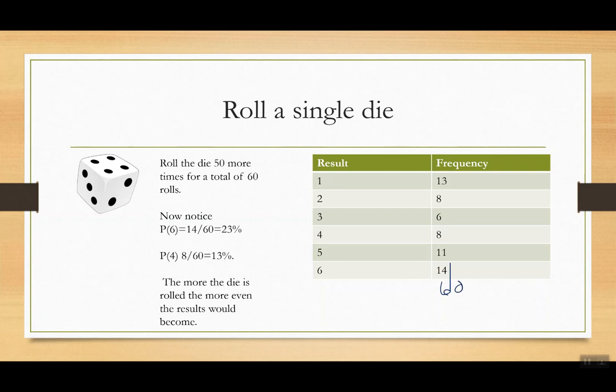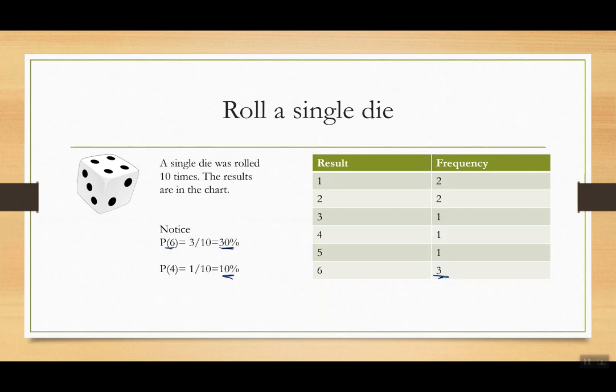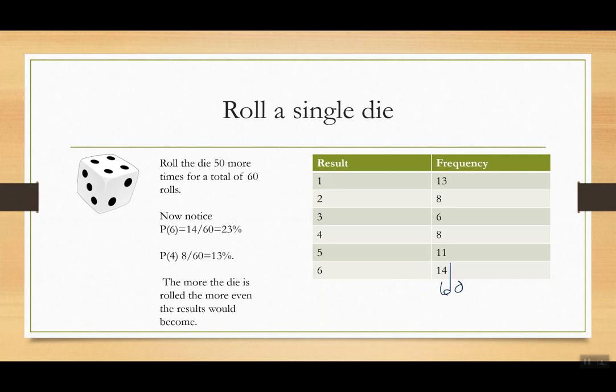So now when I look at the probability of getting a 6, I had 14 over 60, which is 23%. And then the 4, I had 8 times now over 60, which is 13%. Again, they're not the same, but they're closer than before. In the first experiment where I did it 10 times, it was 30 to 10. Here it's 23 to 13, so I can see the gap is shortening. So what happens is the more times the die is rolled, the more even the results will become.